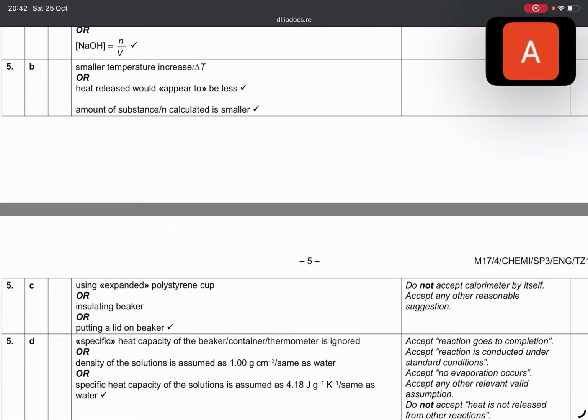So the assumption is what? No heat is lost to the surroundings. The second assumption is that the density of the solution is assumed to be 1 gram per centimeter cube. And also we take that water has a specific heat capacity of 4.18. The solutions which you take are also assumed to have a specific heat capacity of 4.18. These are the four assumptions we have to make.